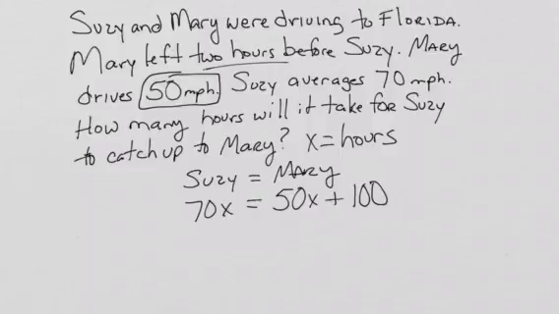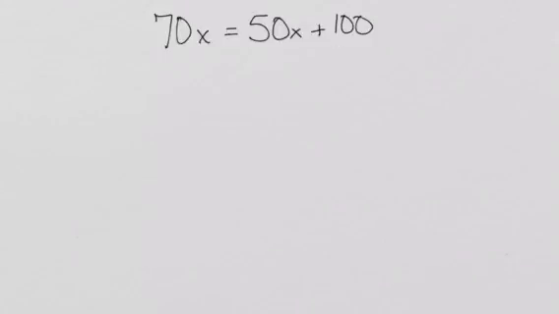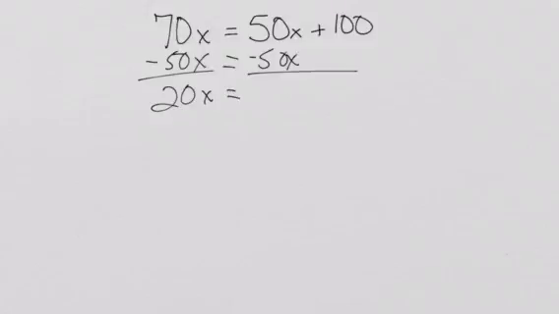So now all we have to do is be able to solve this equation. Once again, I'm going to subtract 50x from both sides. And I'm going to get 20x equals 100. Divide by 20, divide by 20. X equals 50. And let's answer our question. Not 50. How about 5.0, or really 5?